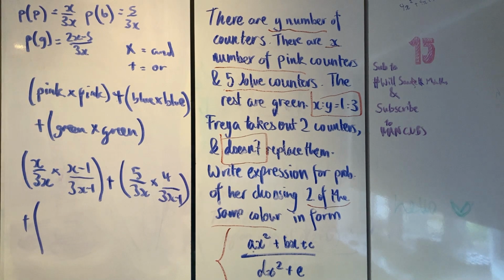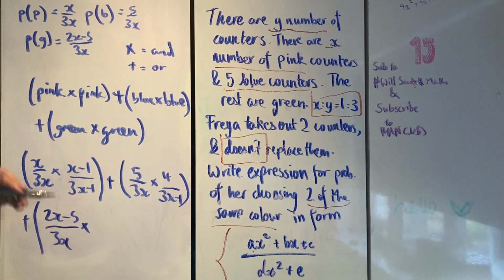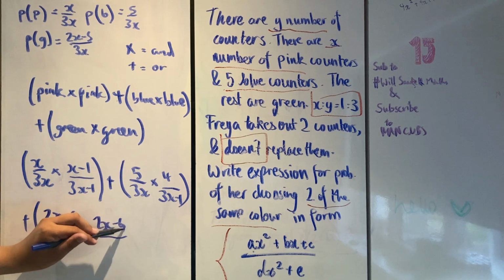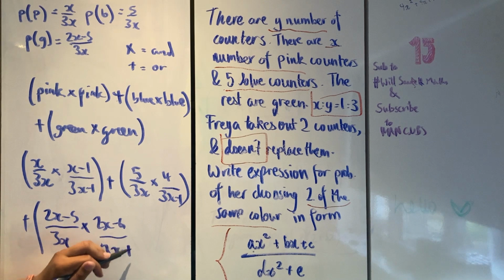Now let's do our green. Plus, our probability for green is 2x minus 5 over 3x, so we're just going to write that in the brackets. And now we need to subtract 1 on the top and bottom. So 2x minus 5 minus 1 is just going to be 2x minus 6. And the bottom is going to be the same as both of the other ones, 3x minus 1.